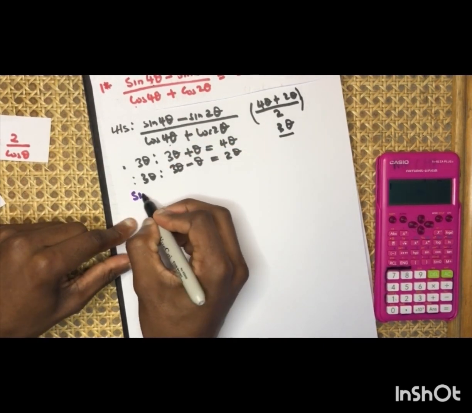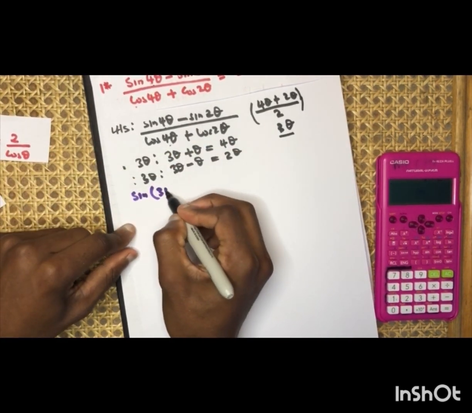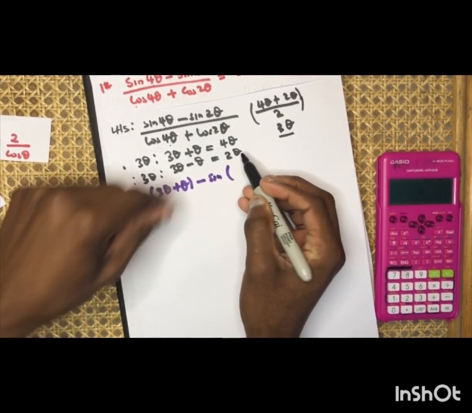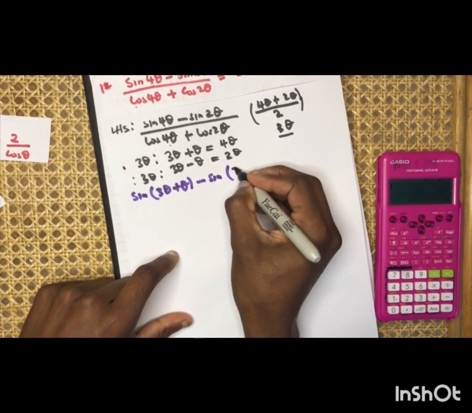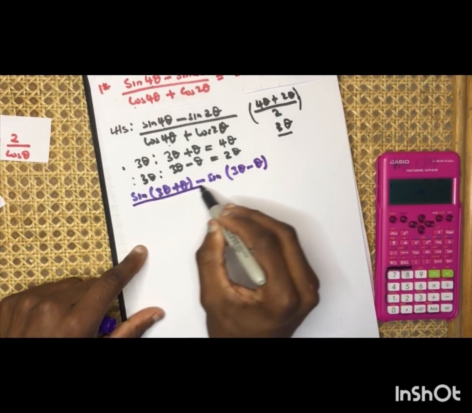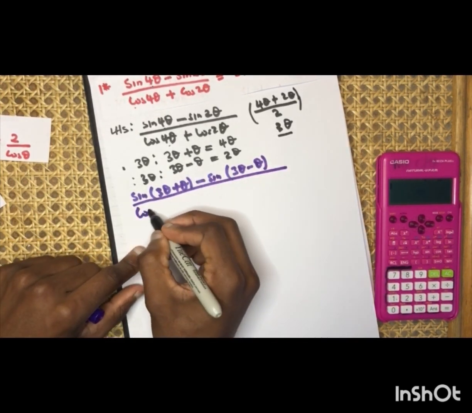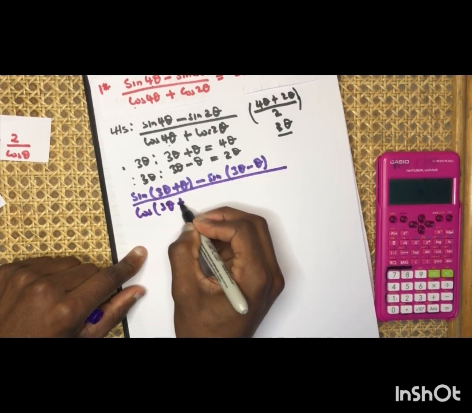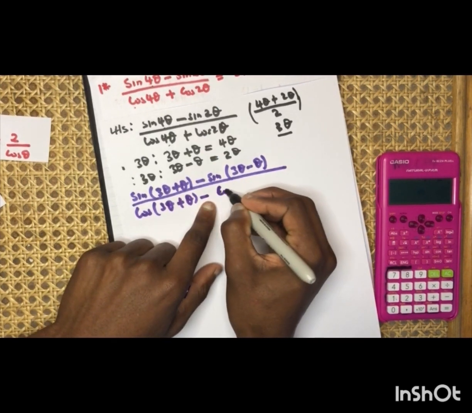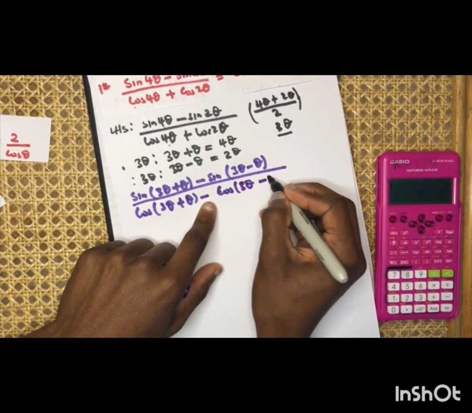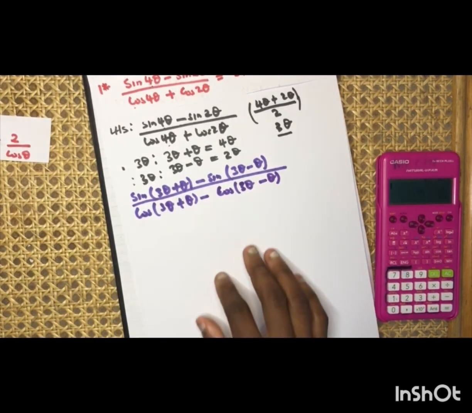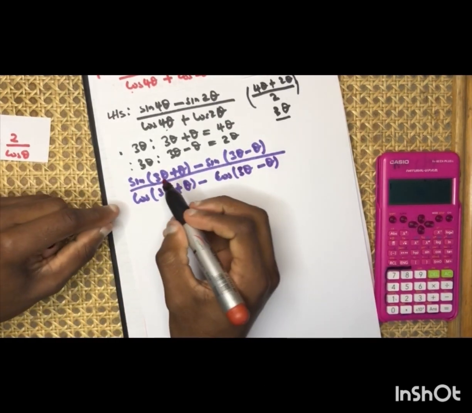I'm going to say sine of 3 theta plus theta minus sine. Remember, we have 2 theta now, so we're going to say 3 theta minus theta. All over, same thing, cos 3 theta plus theta minus cos 3 theta minus theta. Now it's all about using your compound angles, guys. So if I use compound angles now.